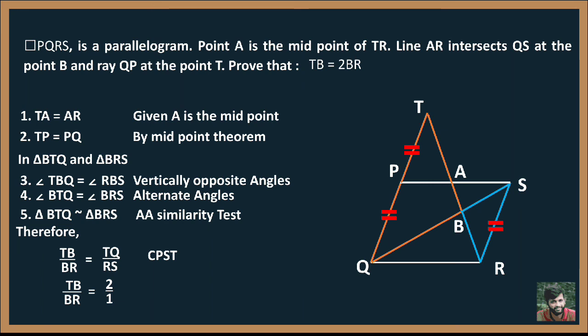Now all I have to do is cross multiply. So 1 multiplied by TB will be TB, and 2 multiplied by BR will be twice BR. And that is what we were asked to prove in this entire rider, which we have already done. It's that simple, and I hope you have understood this rider.